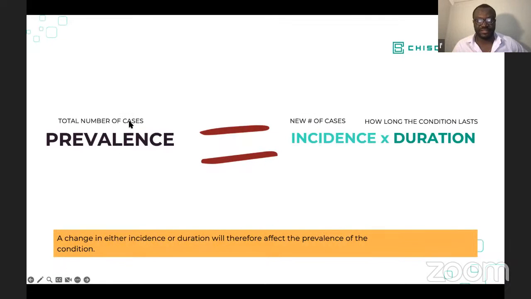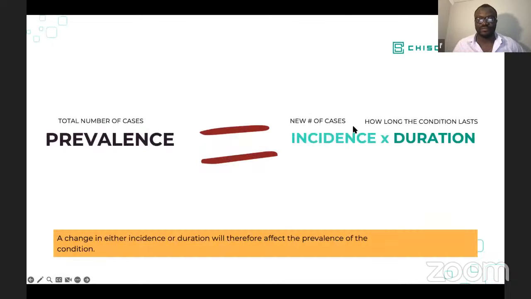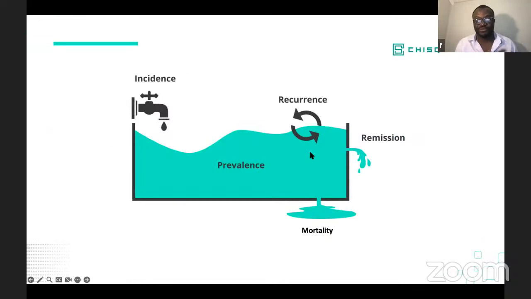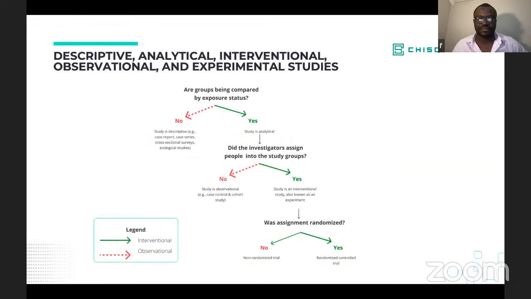So prevalence, which is the total number of cases, which is all the water in the pool, is equal to the incidence times the duration, right? So if we know, for example, what the prevalence is, and we know the duration of the illness, we can calculate incidence. Or if we know the incidence and we know how long the disease lasts, the duration of the illness, we can also calculate prevalence. So we can connect those two concepts together with this equation.